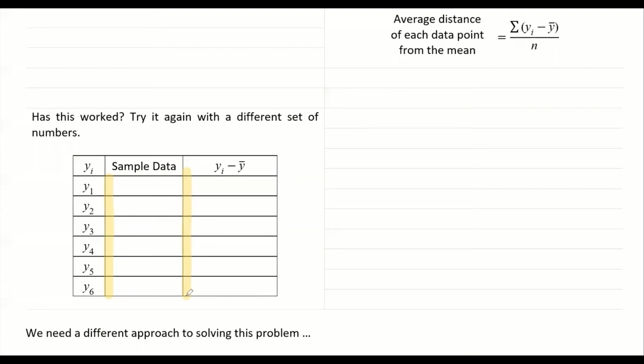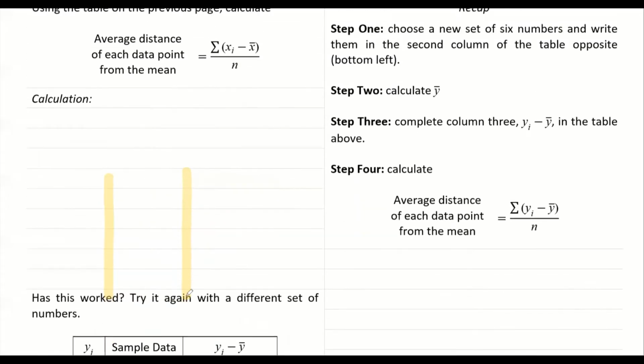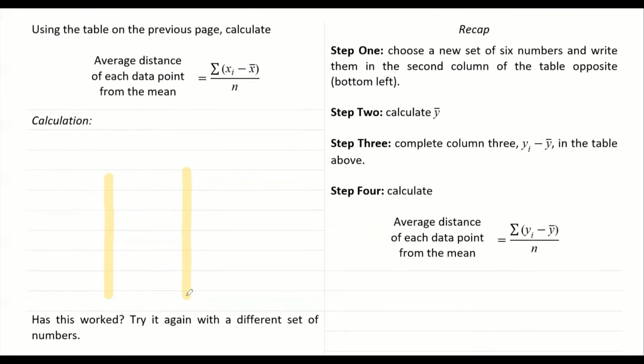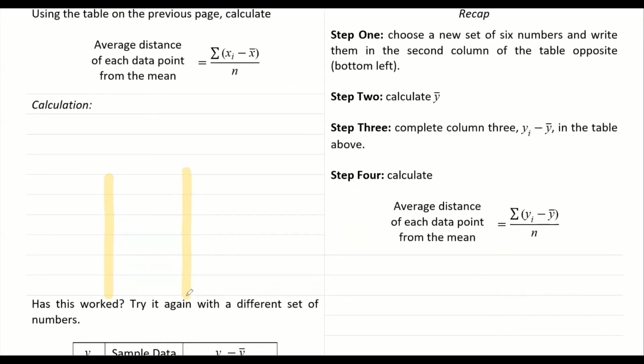If the process was a bit too much to take in, on the right-hand side of the notes I provided a recap of all the steps we've just been through. So you can choose any 6 numbers you like, calculate the mean of those numbers, and then complete the third column by subtracting the mean from each data point. Sorry, I said that the wrong way around. Choose your own set of numbers. I'll choose my own in a second, and then we'll compare results.